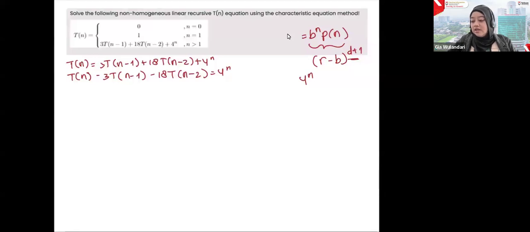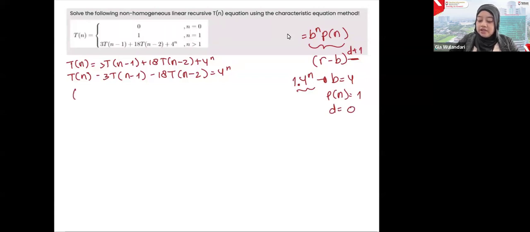It means here we have b equals 4. So b is whatever we have that is to the n. And the polynomial Pn, we cannot see anything specific, explicit, but it can be 1, because 1 times 4 to the n is equal to 4 to the n anyway. So Pn is equal to 1, which means d, the degree of the polynomial, is 0.